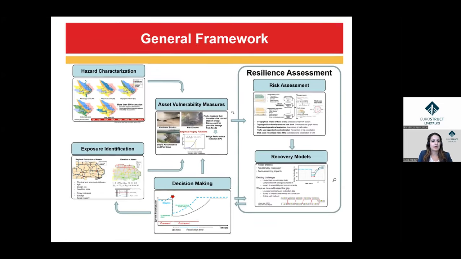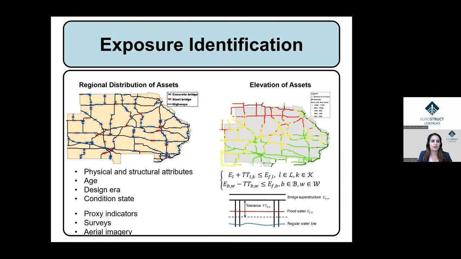The next item is the exposure identification. We need to have an understanding of the exposure of these different components. This requires not only the geographic location of these assets, but also an understanding of the features of these assets that make them vulnerable to the target hazard, which in this case is flooding. We have the locations of the roadways, and we have the topography of the state, giving the elevation of different assets.